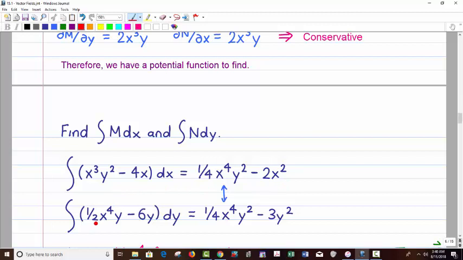Now the bottom one, antiderivative with respect to y. So y will be 1/2 y squared, so it makes it 1/4 x to the 4th y squared. And then the antiderivative of 6y with respect to y will be 3, minus 3y squared.